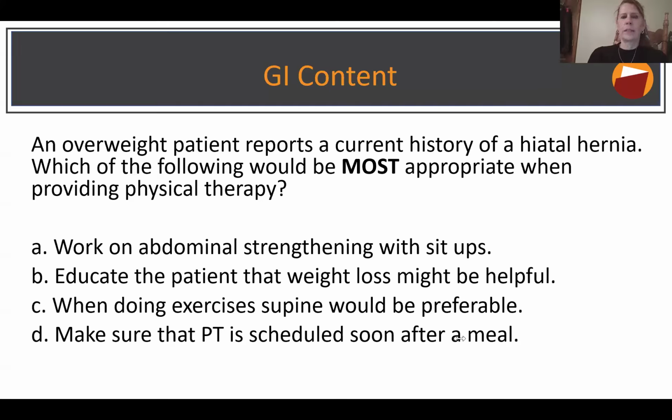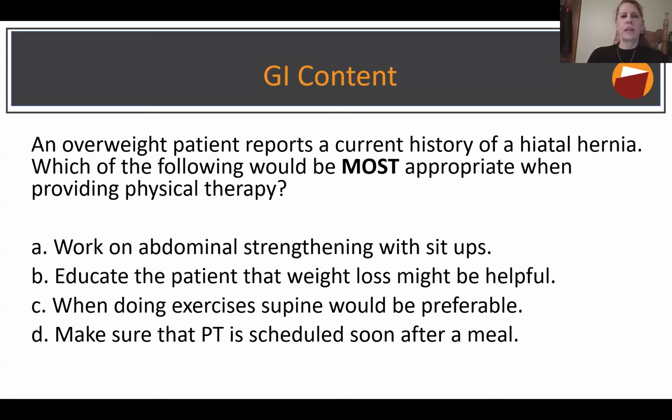All right, so we had it down to B and C. So work on abdominal strengthening with sit-ups. We don't want to do that. It increases the pressure inside the abdominal area, and it's going to push on that hiatal hernia. Make sure that PT is scheduled soon after a meal. Everybody got rid of that one too. Yeah, we don't want to do that.